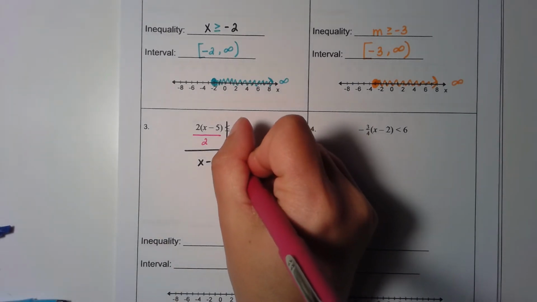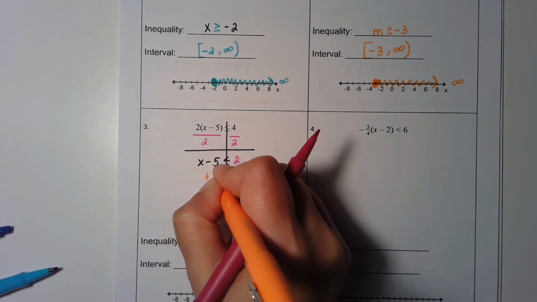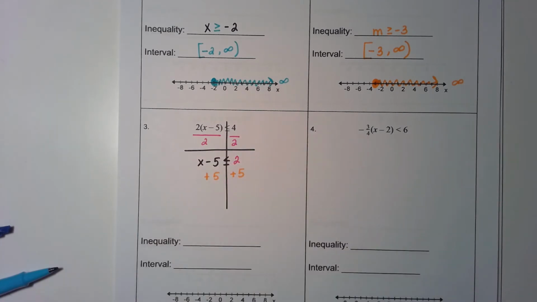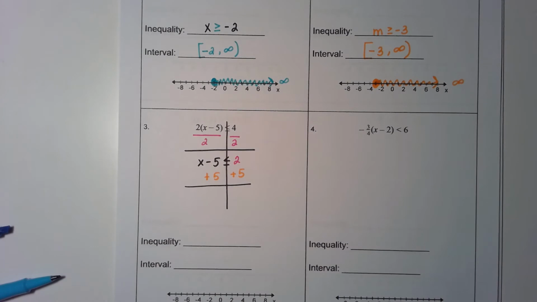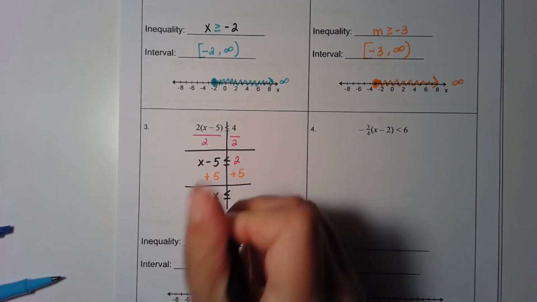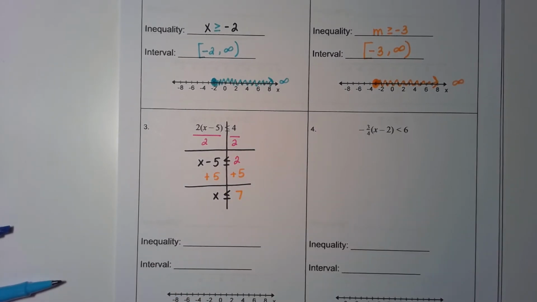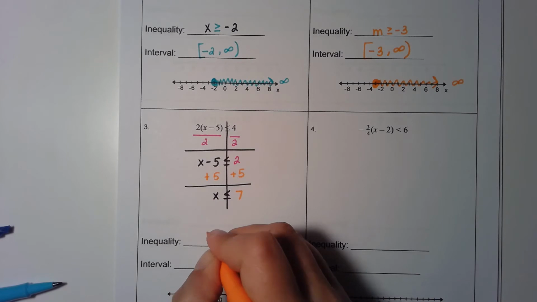And 4 divided by 2 is 2. Next, I'm going to add 5 on both sides. And when I do that, I get x less than or equal to 7. So that's going to be my solution, x is less than or equal to 7.